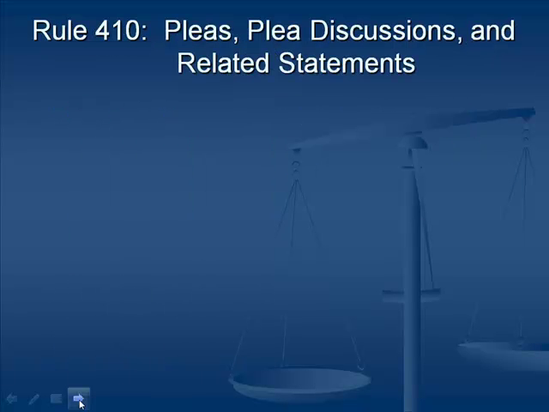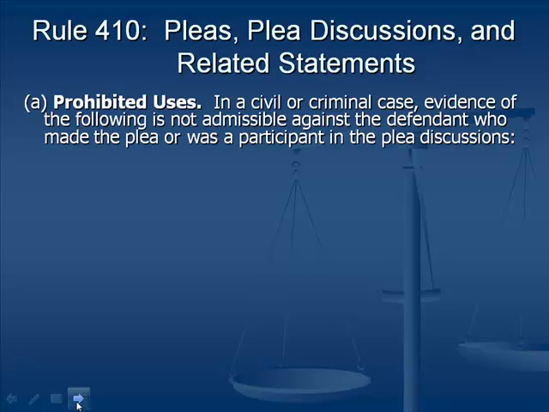The next specialized relevance rule is 410, which covers the introduction of guilty pleas and statements made during plea negotiations. It prohibits the introduction of such evidence in a civil or criminal case, and importantly, the rule prohibits this evidence, period, not solely when introduced for a certain purpose. So whereas other rules only prohibited certain evidence when offered to prove a particular thing, like negligence or fault, 410 prohibits evidence of guilty pleas altogether. The following is not admissible against the defendant who made the plea or was a participant in the plea discussions.